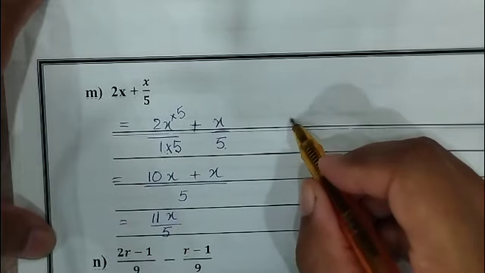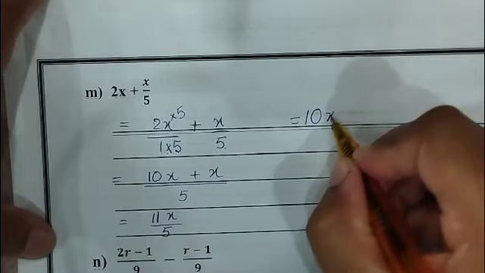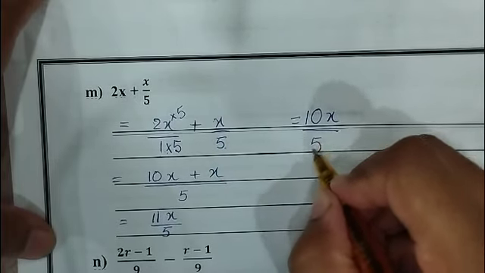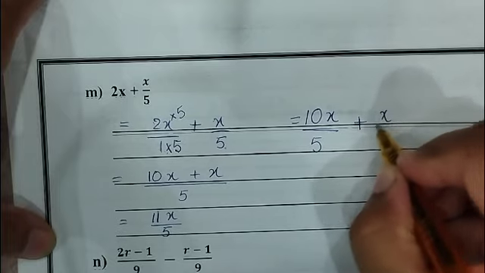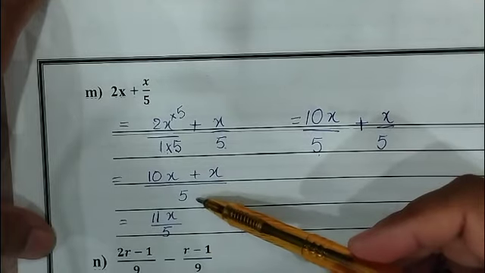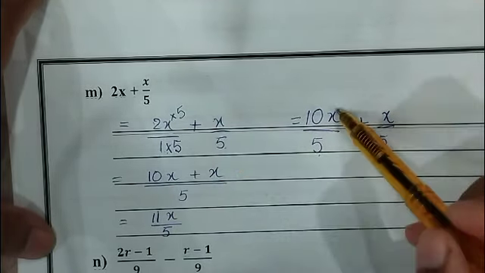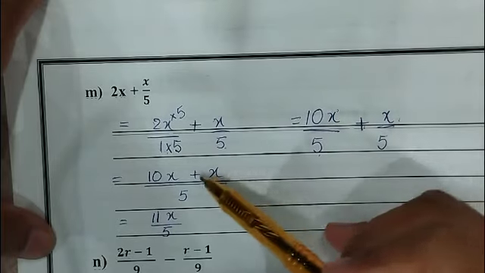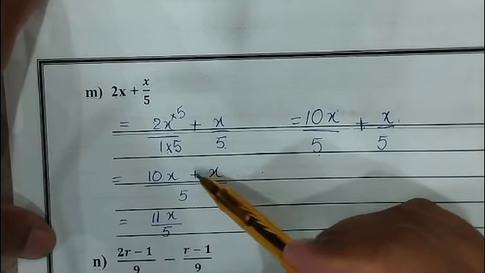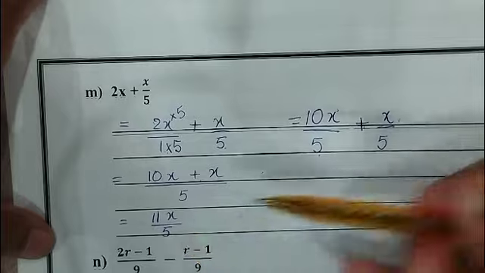So here 2 multiplied by 5 is 10, the variable comes as it is, divided by, in the denominator, 5 multiplied by 1 is 5, plus x by 5 comes as it is. Now the denominators are the same. We are going to write the denominator one time, and in the numerator we are going to write both the numerators with the plus sign. So 10x plus x. Now 10x plus x, as there is a plus sign, we are going to add, 10 plus 1 is 11. 11x divided by 5 is the answer.